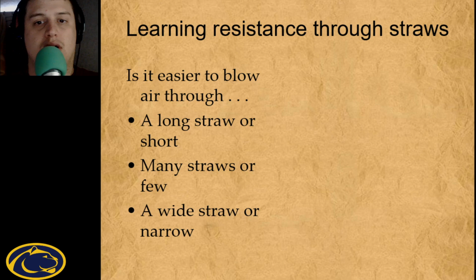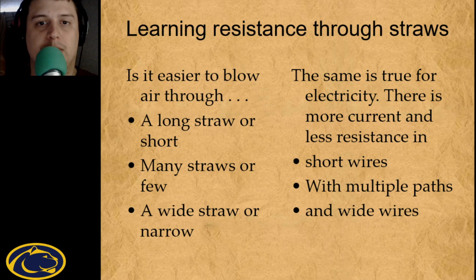So when we need more electricity to flow, we go with shorter distances. We try to move the source of electricity closer to the item we're trying to give electricity to. Multiple paths: the more paths you give, the more electricity can flow. And then wide wires: you make a bigger wire to cause more electricity to flow through. Just like a phone cord is not going to put as much electricity through it as a big extension cord for your air compressor.